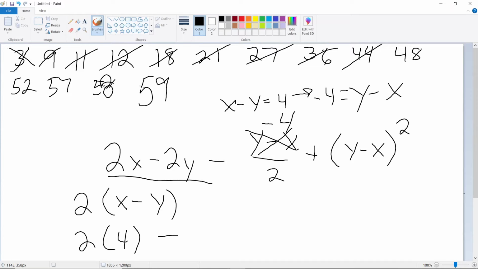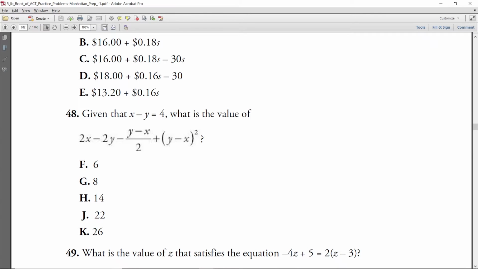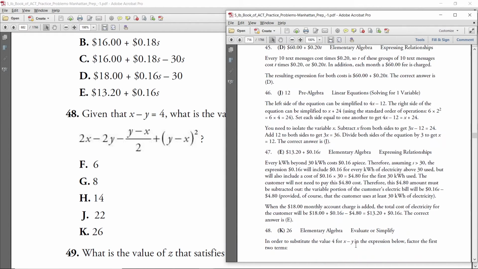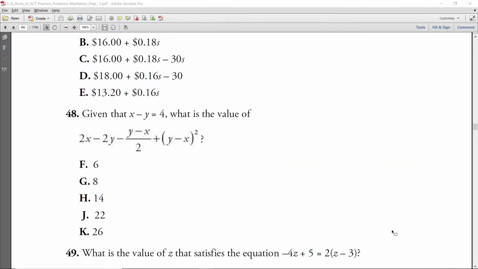Negative 4 over 2, and in here we can write negative 4. Well, negative 4 halves is negative 2. Negative 2 is plus 2. And then plus negative 4 squared is 16. So 2 times 4 is 8, plus 2 is 10, plus 16 is 26. And that is answer K. 48 is answer K, 26.